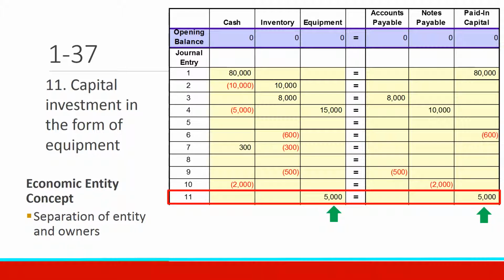In activity number 11, you use some of your own cash savings of $5,000 to acquire a piece of equipment.